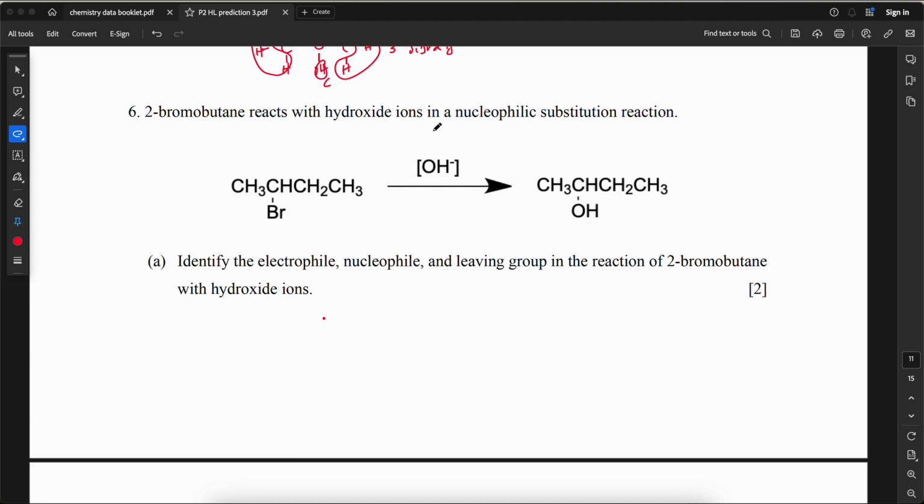2-bromobutane reacts with hydroxide ions in a nucleophilic substitution reaction. Identify the electrophile, nucleophile, and leaving group in the reaction of 2-bromobutane with hydroxide ions. Electrophile would be 2-bromobutane. Nucleophile would be OH minus, and leaving group would be Br. So electrophile is electron deficient, and nucleophile is electron rich, that's why OH minus. And the leaving group is bromine, because the nucleophile will substitute this bromine.